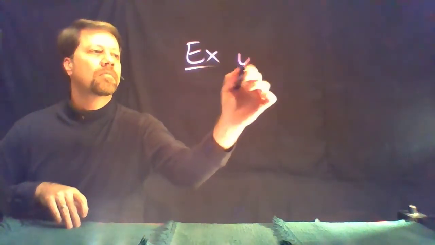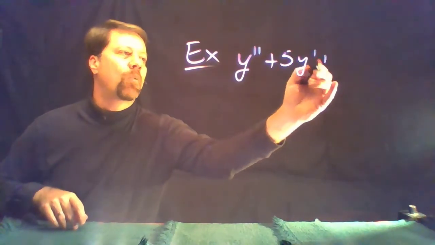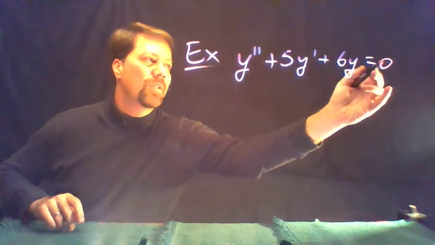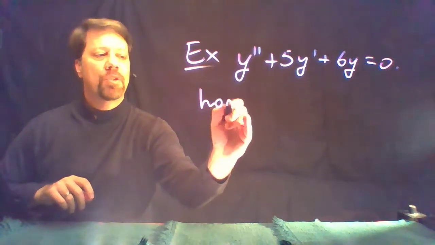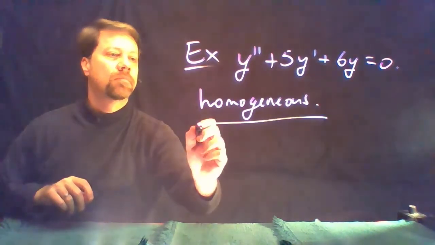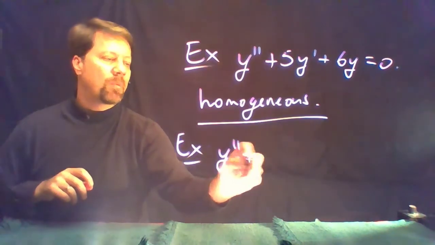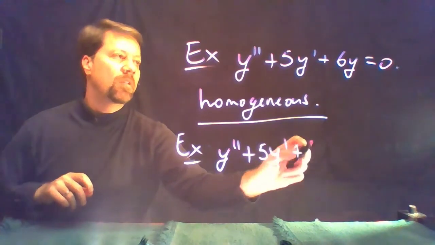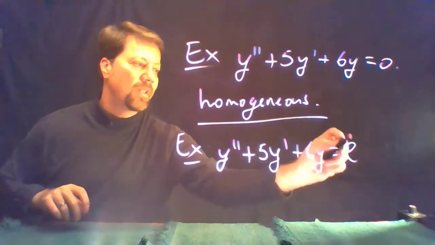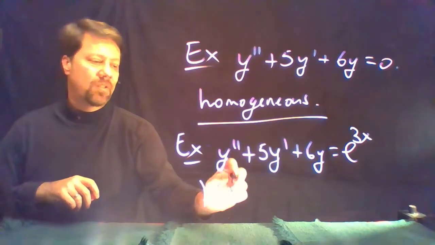So, for example, the differential equation y double prime plus 5y prime plus 6y equals 0 is homogeneous. However, the equation y double prime plus 5y prime plus 6y equals e to the 3x is non-homogeneous.